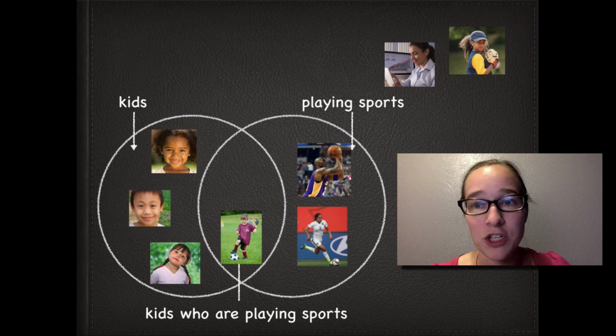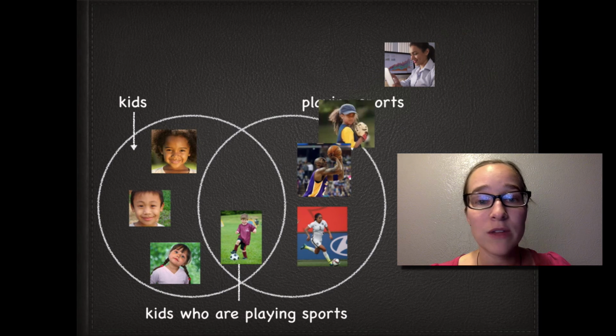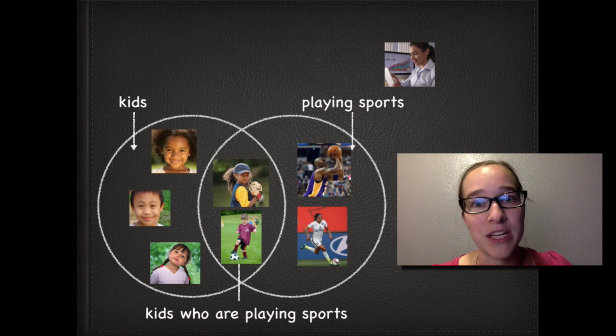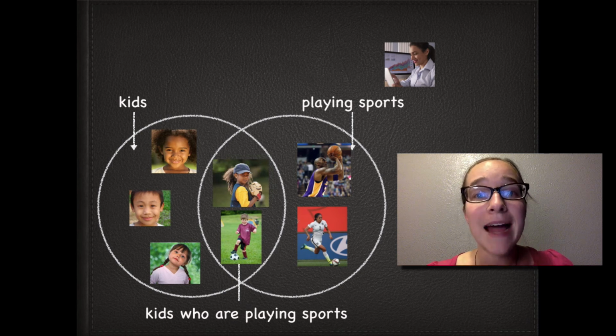Let's look at our final picture. Here's a picture of a little girl playing baseball. She is a kid and she is playing a sport, so she'll go in that center area where it shows both kids and playing sports. Now you've had an opportunity to look at how to use the Venn diagram using real things in real life.